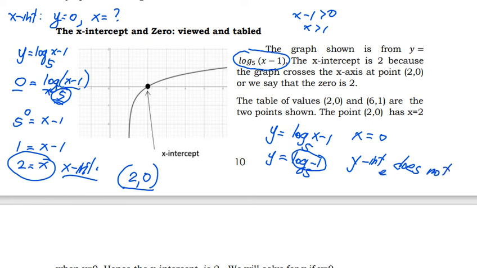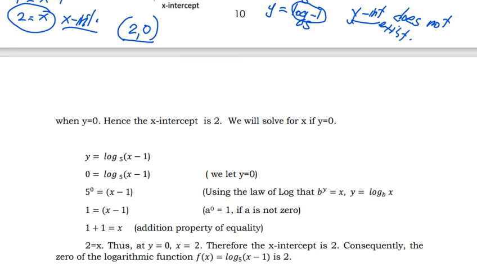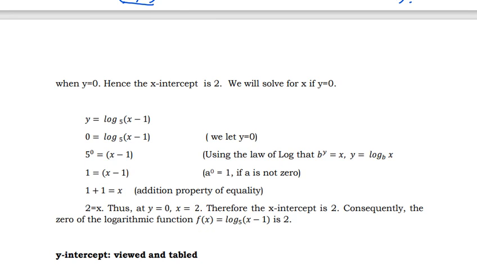Wala siyang y. It means hindi siya maka-intersect sa y-axis. Tama, no? It does not exist. We write none. Hence, the x-intercept is 2. We'll solve for x if y equals 0. So for example, y equals log of x minus 1 base 5. The x-intercept here is 2. The 0 is also 2.